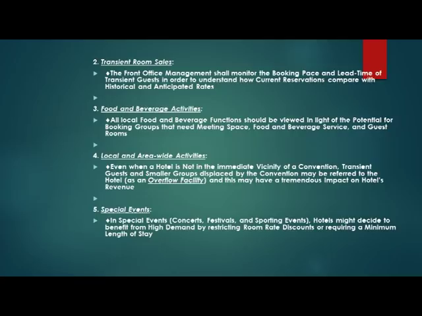Transient room sales. The front office management shall monitor the booking pace and lead time of transient guests in order to understand how current reservations compare with historical and anticipated rates. 3. Food and beverage activities. All local food and beverage functions should be viewed in light of the potential for booking groups that need meeting space, food and beverage service, and guest rooms.